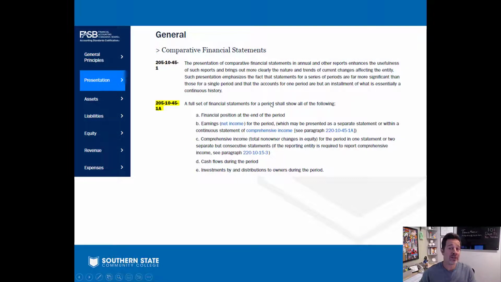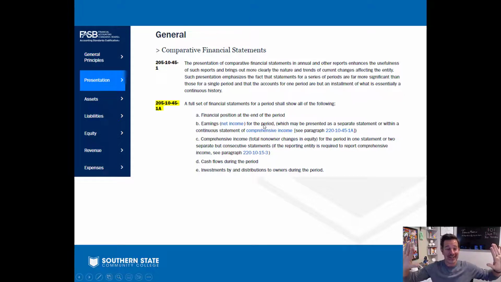Now, our Statement of Shareholders Equity is going to be a required financial statement. And when I say required, I mean required by GAAP. And we can get the ruling straight from the horse's mouth right here. I've got the FASB codification up, our GAAP codification. You can see in 205-10-45-1A, it stipulates a full set of financial statements for a period shall have all of the following: a financial position at the end of the period.